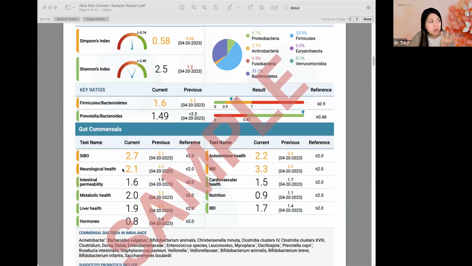And then you can see here, there's neurological health. There are certain bacteria that when they overgrow or when they are present, they are associated with Alzheimer's, autism, or Parkinson's disease. Some of them are associated with anxiety and depression, but anxiety and depression are more related to really the whole population of bacteria that's living in the gut. There's also intestinal permeability.